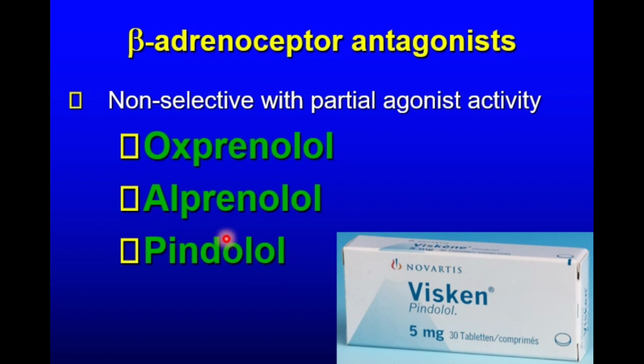Oxprenolol, alprenolol, and pindolol are beta-adrenoceptor antagonists with partial agonist activity. In theory, drugs with partial agonist activity offer an advantage because they can maintain a degree of beta-1 activation, avoiding heart failure, while at the same time blunting the cardiac response to increased sympathetic activity or circulating adrenaline.